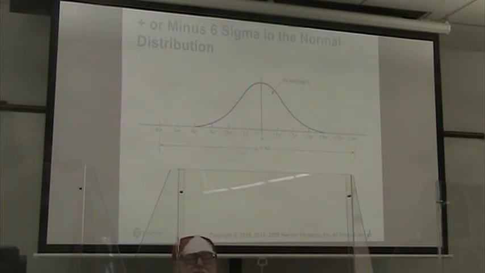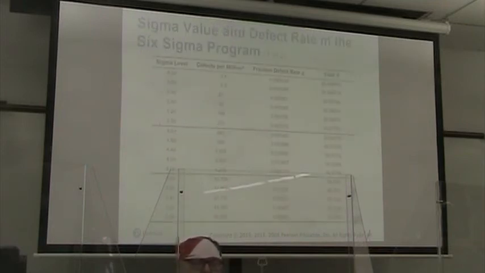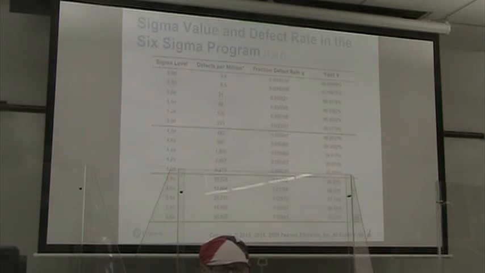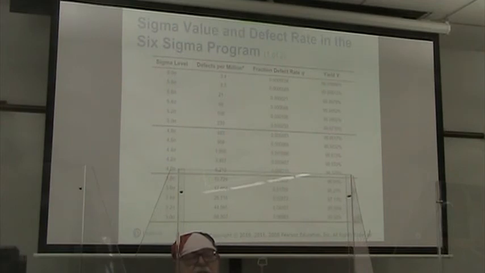Plus or minus 6 sigma in our normal distribution means that would go from minus 6 sigma to positive 6 sigma, although you'll notice for our purposes, the diagram only goes to plus or minus 4 sigmas. So at a sigma level of 6 sigma, our defects per million are 3.4.